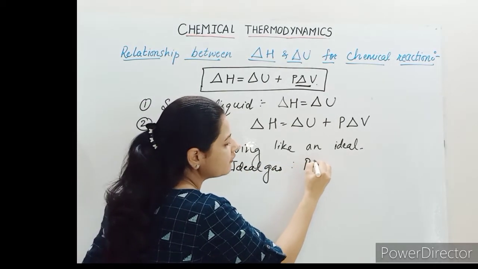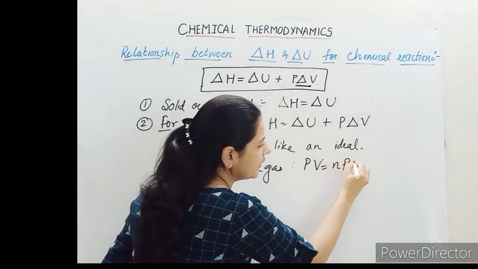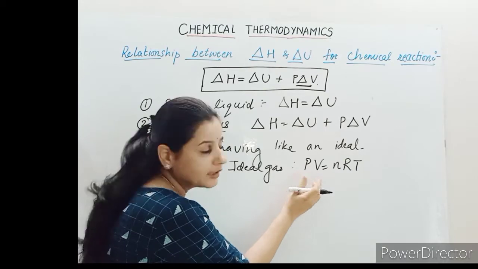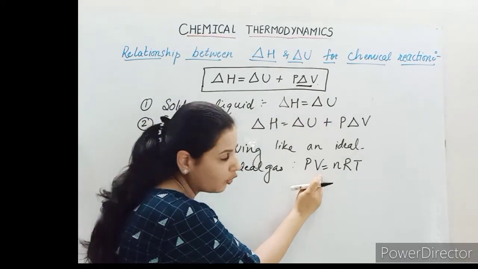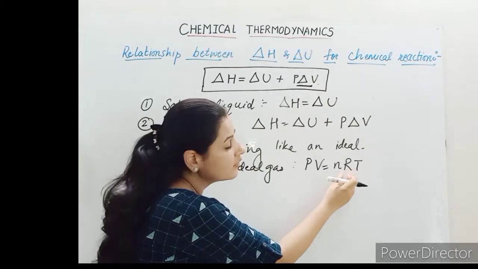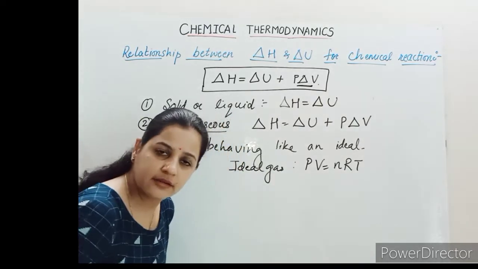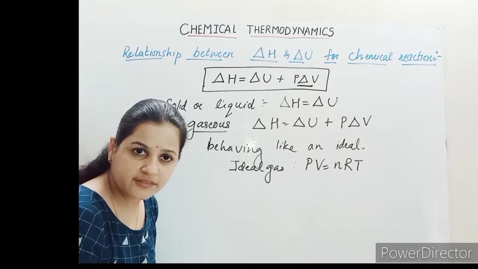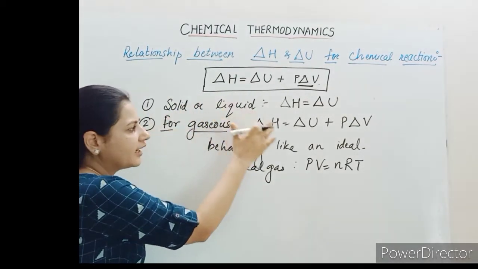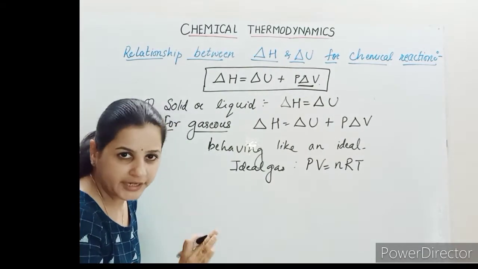रूल ऑफ PV = nRT। ये हमारा गैस लॉ है। जो गैस लॉ क्या बोलता है, that the product of pressure and volume is equal to the number of moles present in that gas into its gas constant and the temperature at which the reaction is carried out. So this is your ideal gas equation. So suppose we consider that this system is behaving ideally, okay?